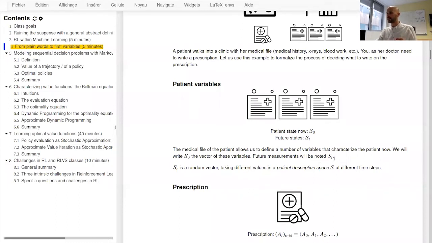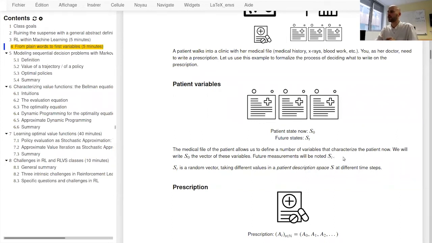Please note that ST is a random vector. I will indifferently use random vector or random variable in this class. And so ST is a random vector taking different values in a certain description space for the patient. And that description space, we will call it state space and write it S. And so ST is a random vector that takes different values at different time steps, describing the health of the patient.